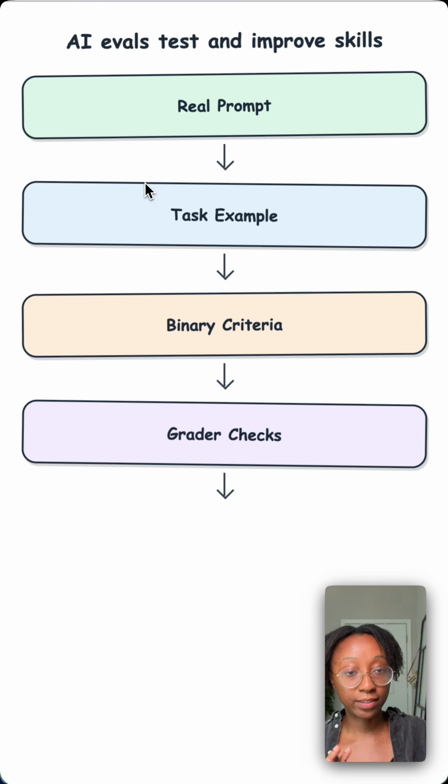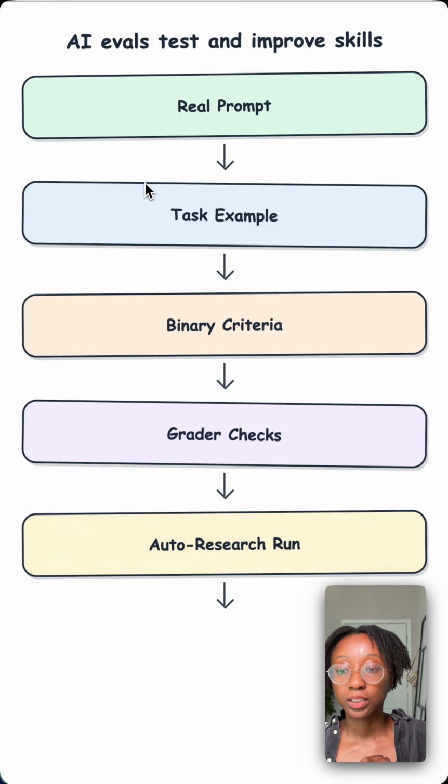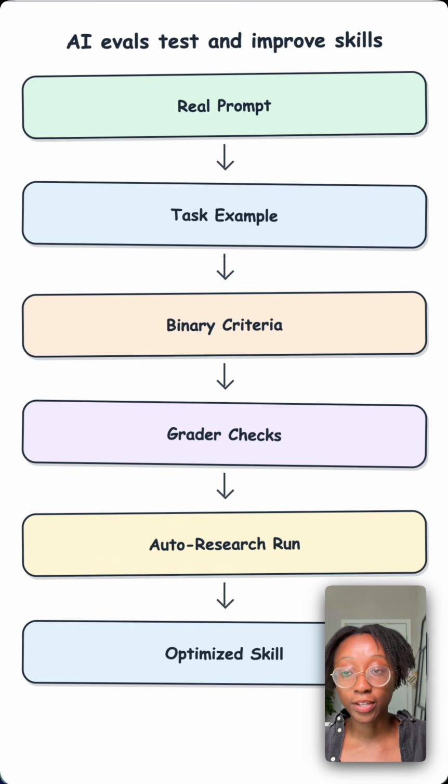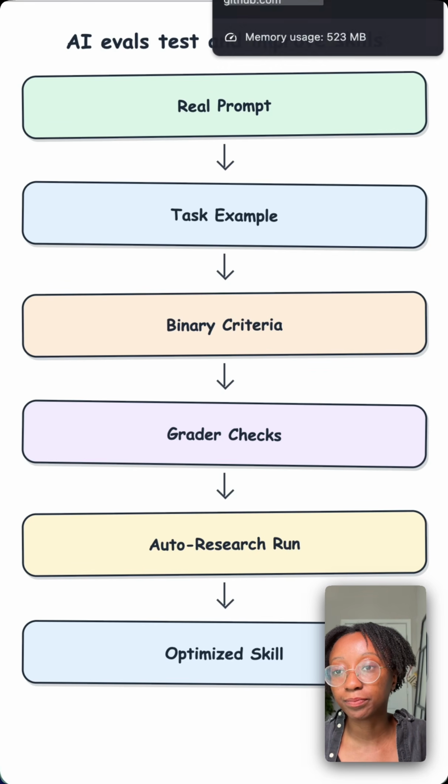And then you create the system, you create your checks, and you put it into a grader system, which is usually another AI. There are a lot of skills that orchestrate this now. And then for me, I do my auto research run, which is based on Karpathy's auto research. And then it outputs an optimized skill that performs better on the criteria.